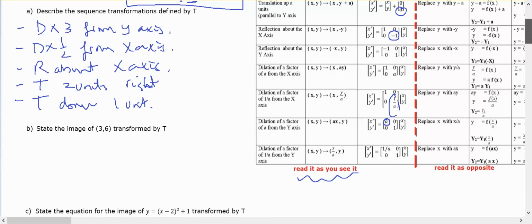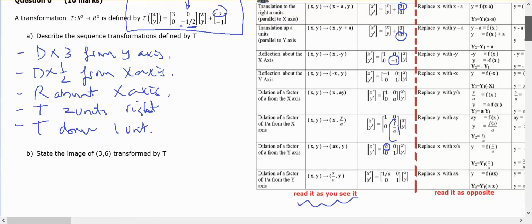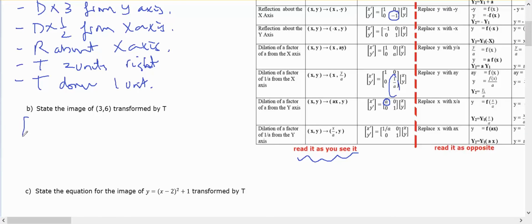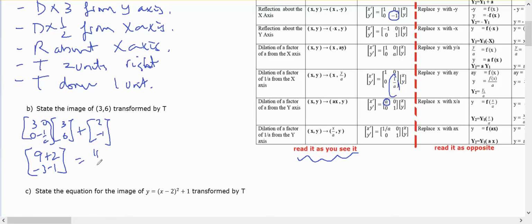Okay, state the image of (3, 6) in the transformation of 2. Now I can do it a couple of ways. I can multiply the matrix out and go [3, 0; 0, negative a half], put a 3 there and a 6 there, plus [2; negative 1], which is 3 times 3 is 9 plus 2, and minus a half times 6 is minus 3, minus 1 gives me 11 and negative 4, therefore the image is (11, negative 4).